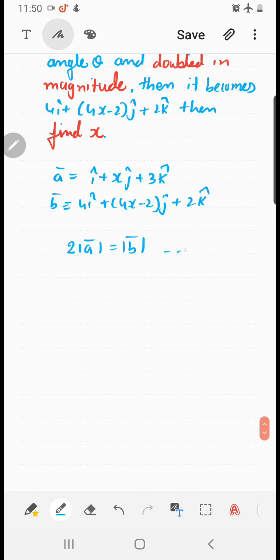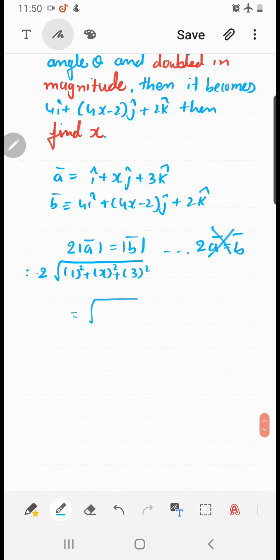of b bar. Now please don't get it wrong, 2a bar is equal to b bar is wrong. They have not said the vector becomes double. Okay, the magnitude of the vector becomes double. So there is a big difference, please remember. Okay, so with that, let us go for the magnitude formula. So twice under root of the coefficients squared and added is equal to again under root of the coefficients squared and added.